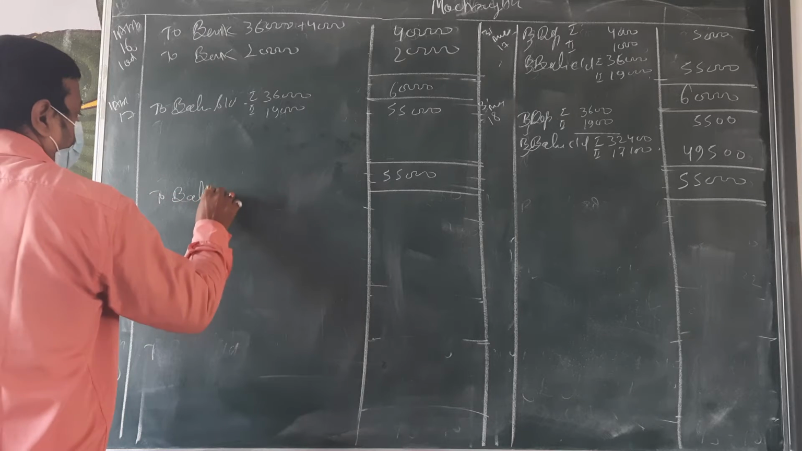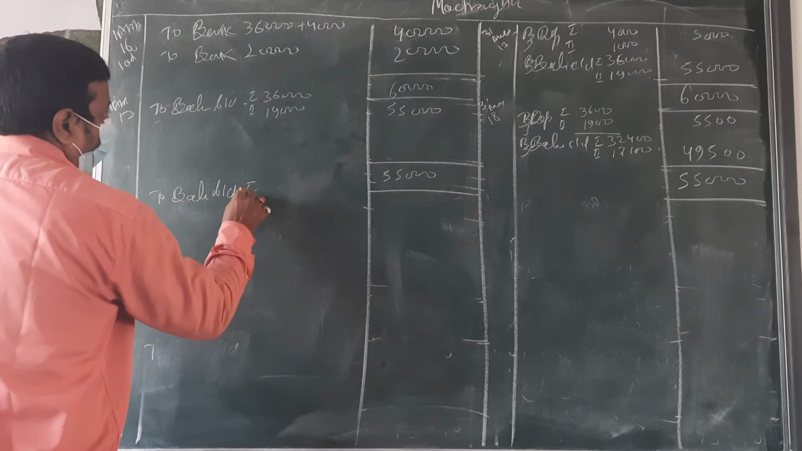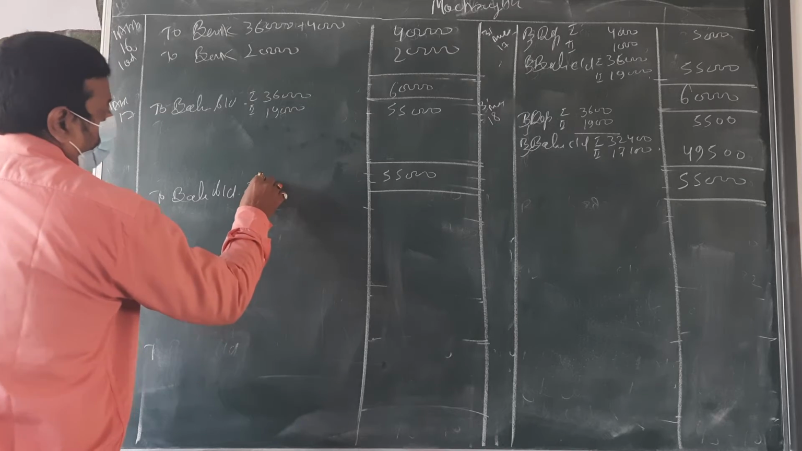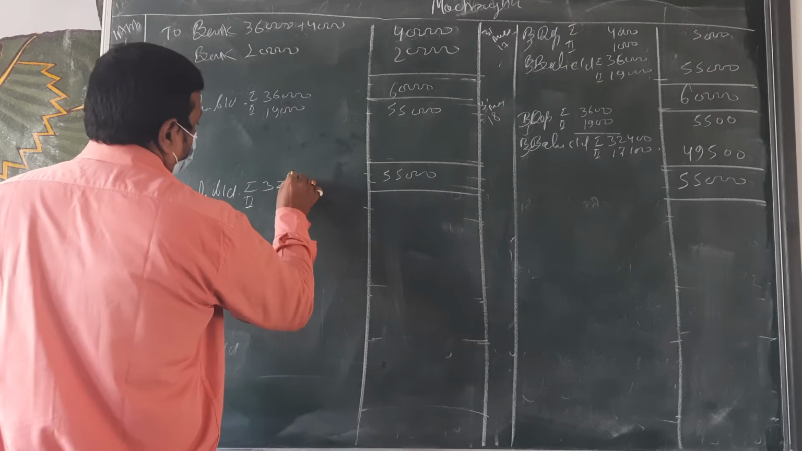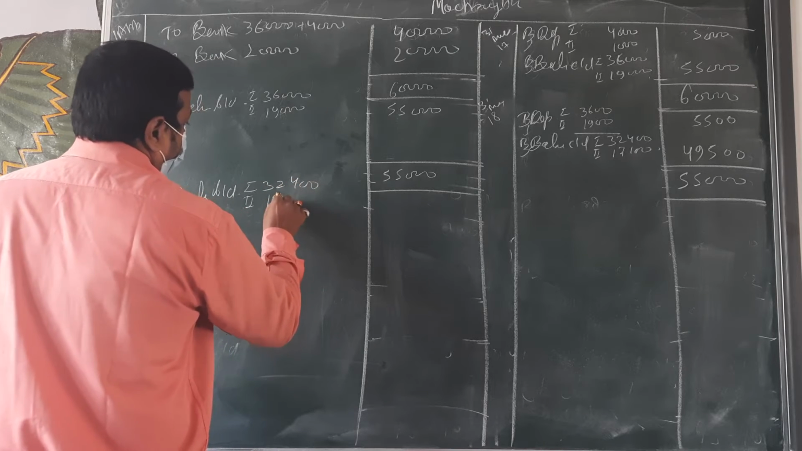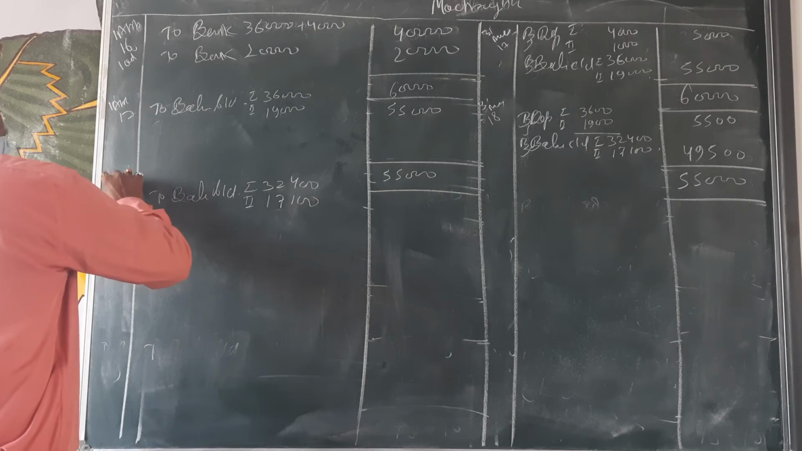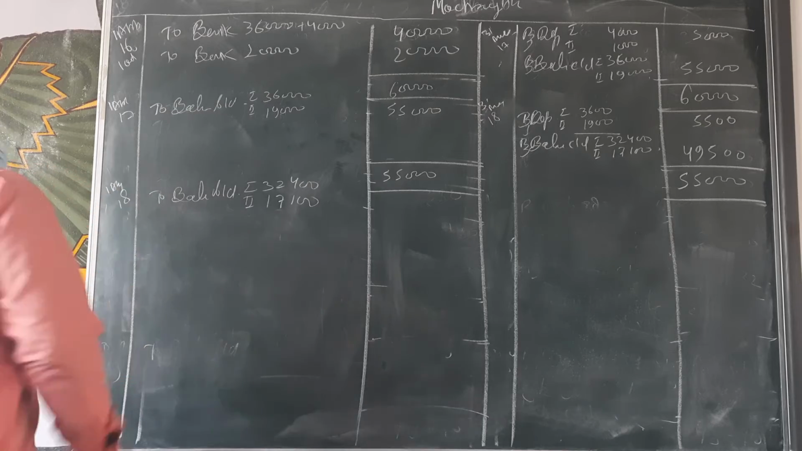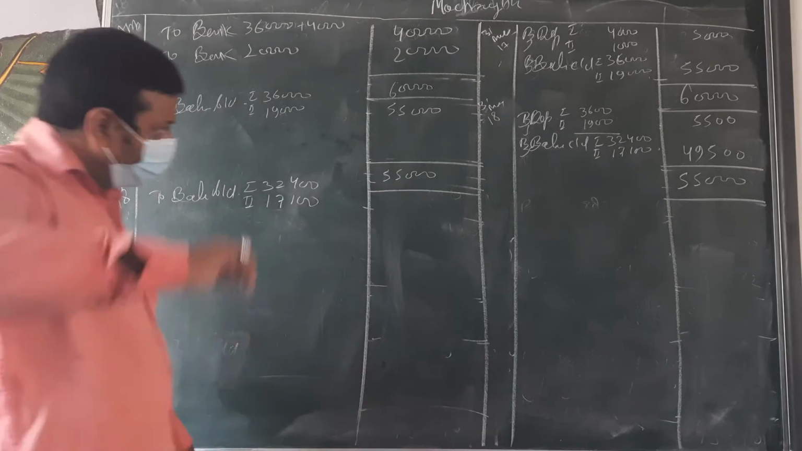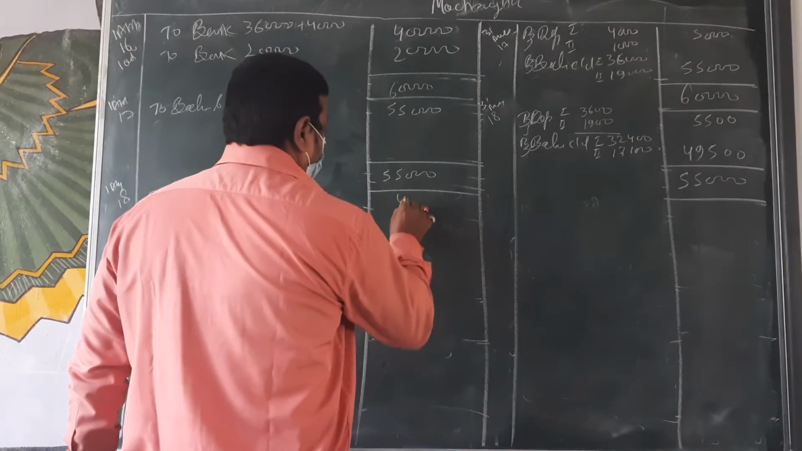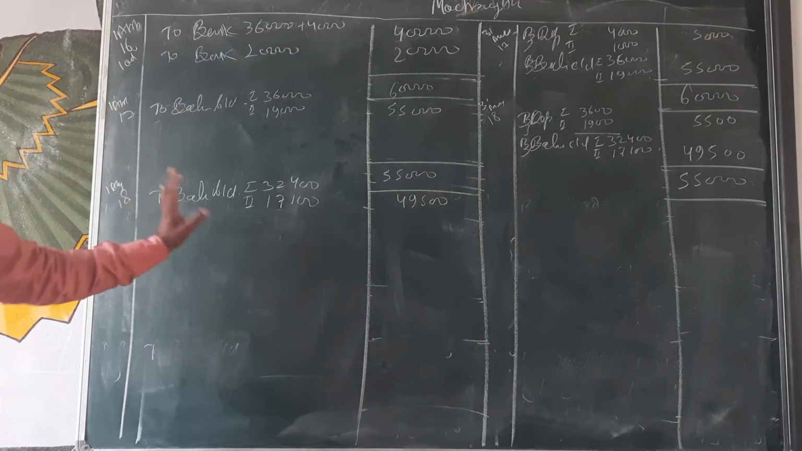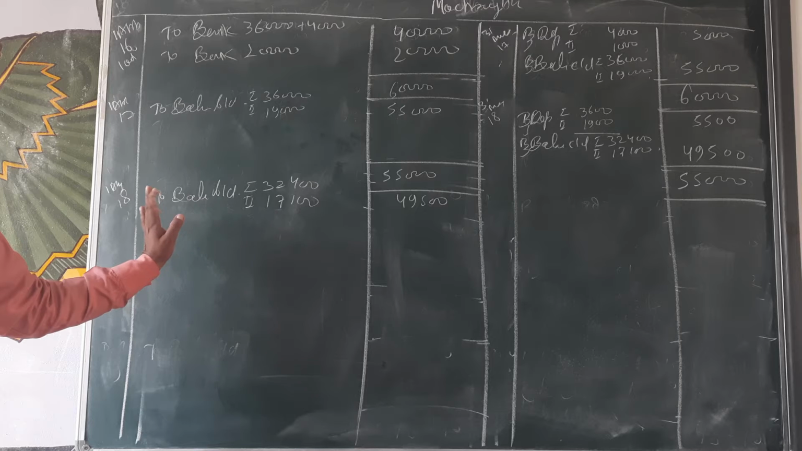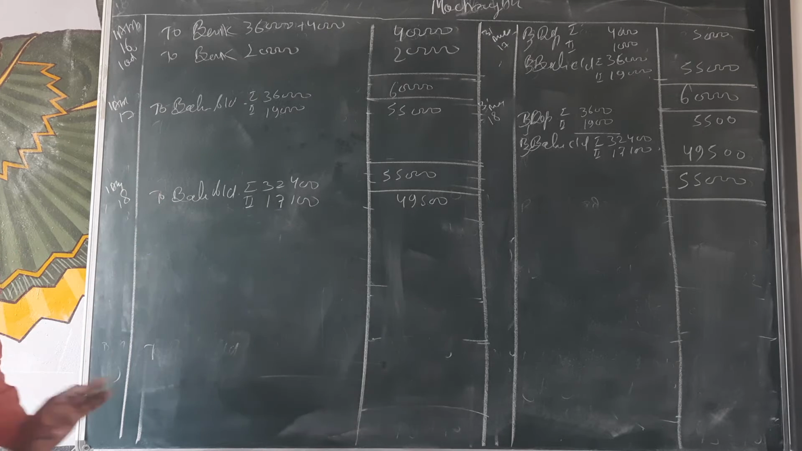To balance b/d, first and second. First is 32,400 and second 17,100. It's the 1st April 2018 balance. And total amount is 49,500. Up to this is clear? Any problems there? Up to this is clear, beta?